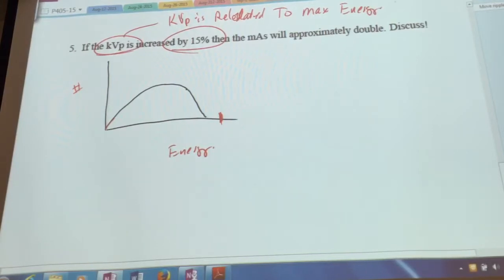And we're increasing the KVP by 15%, so the maximum energy increases by 15%. But Bouchon tells us that we also get a doubling of the MAS, or doubling of the area under the curve. Approximately something like that.